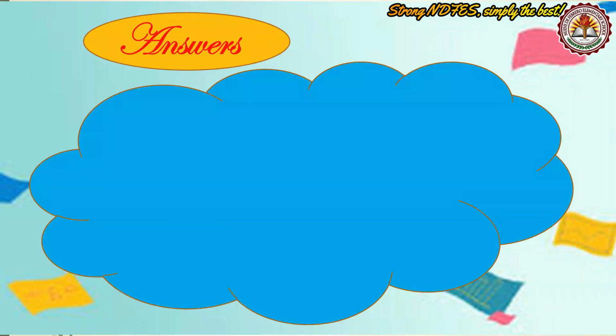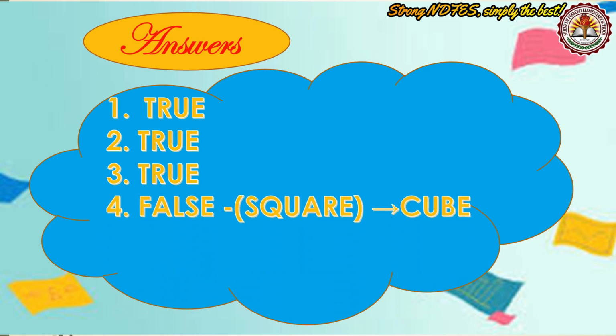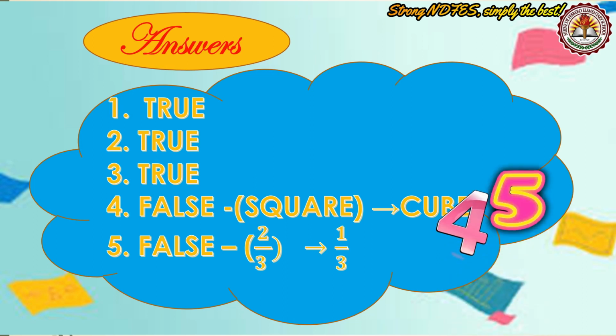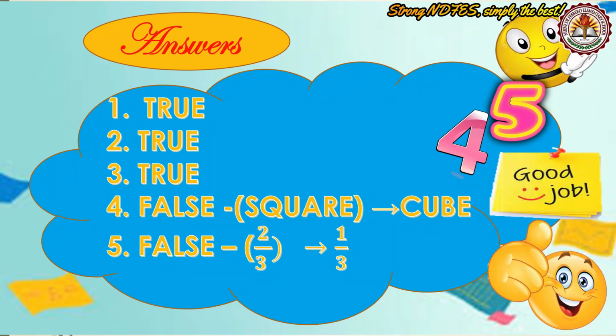Now, let us check your answers. Are you ready, children? Number 1, that is true. Number 2, it is also true. Number 3, correct, it is also true. Number 4, false, square should be cube. Number 5, false because 2/3 should be replaced with 1/3. How many of you get 4 and 5? Great job! It means that you have understood our lesson.